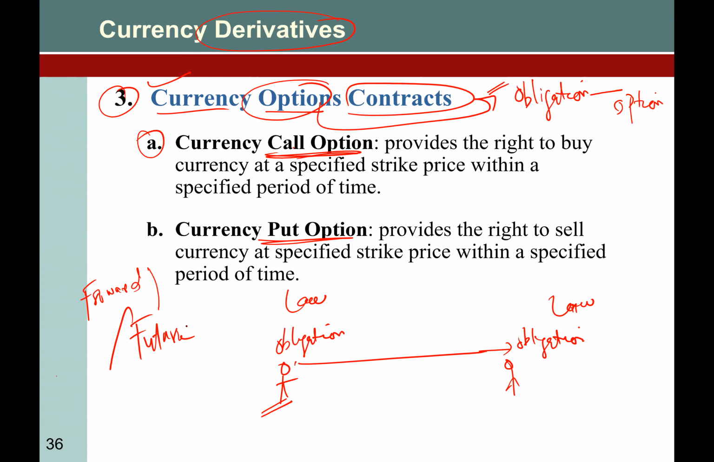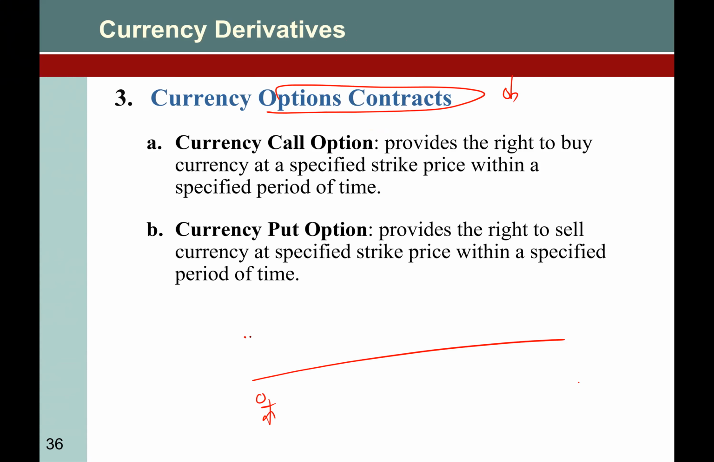But when it comes to option, it means at one end there is obligation, and on the other end, there is option for obligation. Whether I should oblige this contract or just say, sorry, I don't want to comply, I back off. So first of all, currency call option.